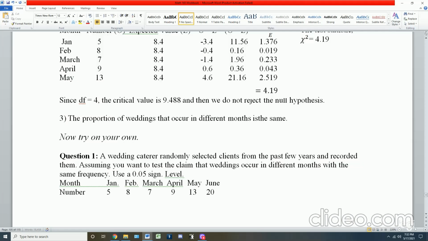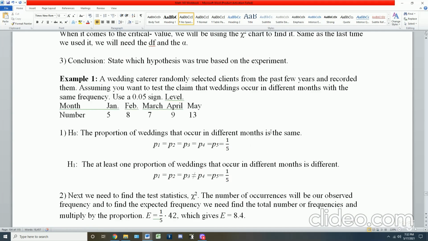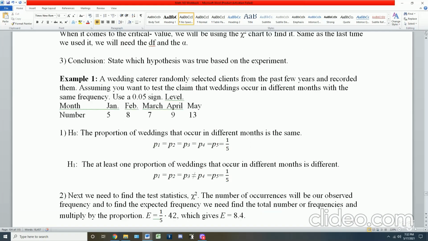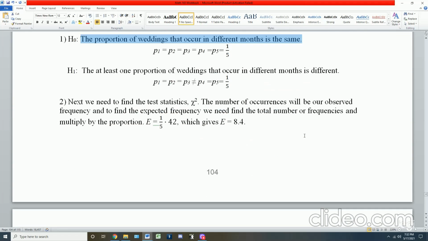Oh, it is the same. Sorry, that's right. What am I talking about? We do not reject, so the null hypothesis is correct. So it's the same. There you go. So literally just copied my null hypothesis, and that's your conclusion there.